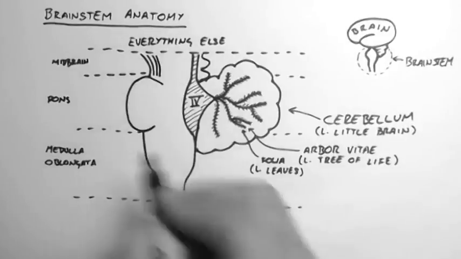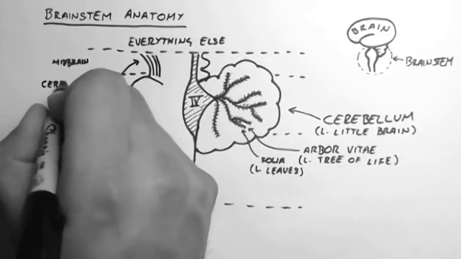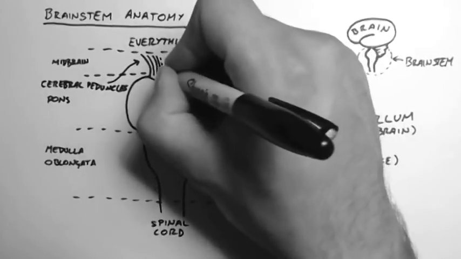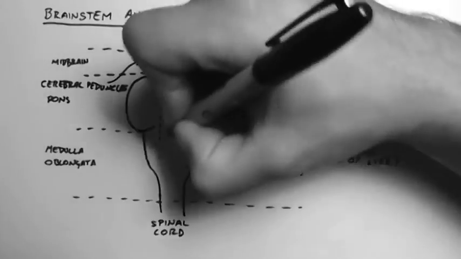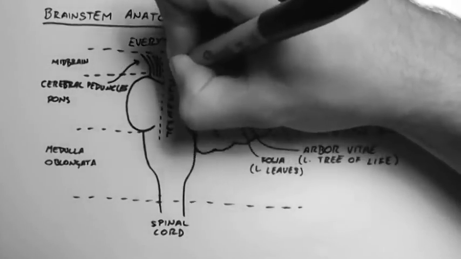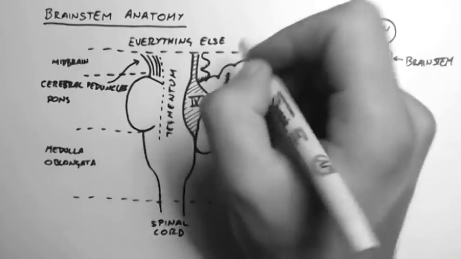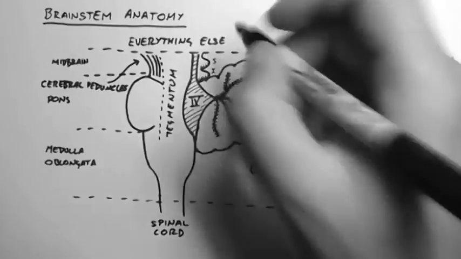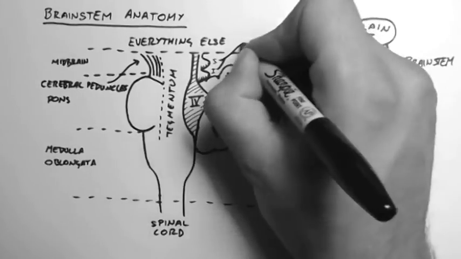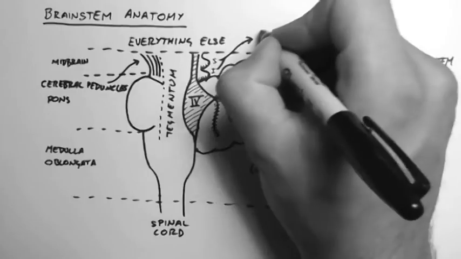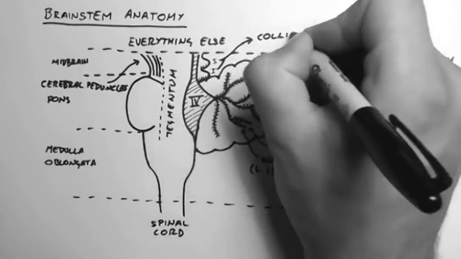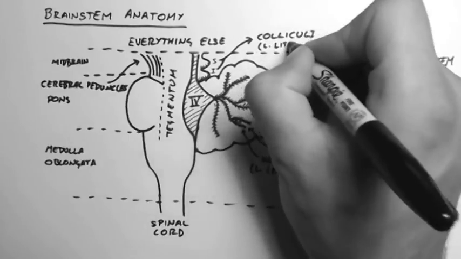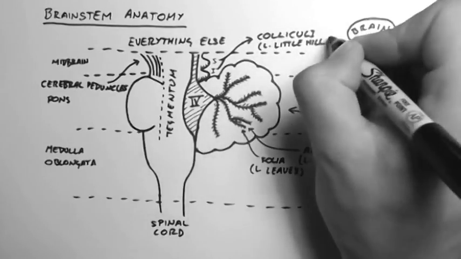Now the front part of this midbrain is called the cerebral peduncles. And then everything behind that, running right the way down the brainstem, is called the tegmentum. Now over here we have two little bumps, a superior bump and an inferior bump. And they are called the colliculi, or the superior and inferior colliculi. And that's Latin for little hill.